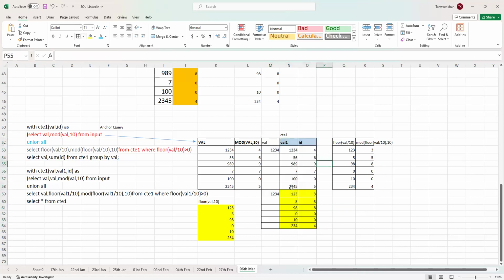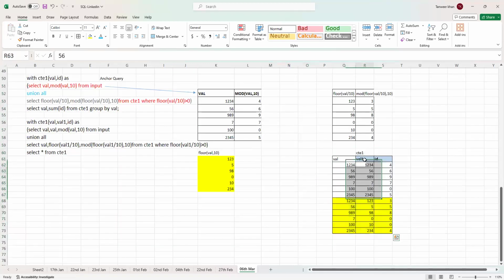Now this is the data, this is the output. Similarly, this is 56, and this is 56. This is 989, this is 989. This is 7. For this 7, you have 0 here. This is 100, and this is 100. This is 2, 3, 4, 5. This is 2, 3, 4, 5, right? Now you have this in this CT1. Let me keep it separately somewhere. Let me keep it here. Now this is your CT1.